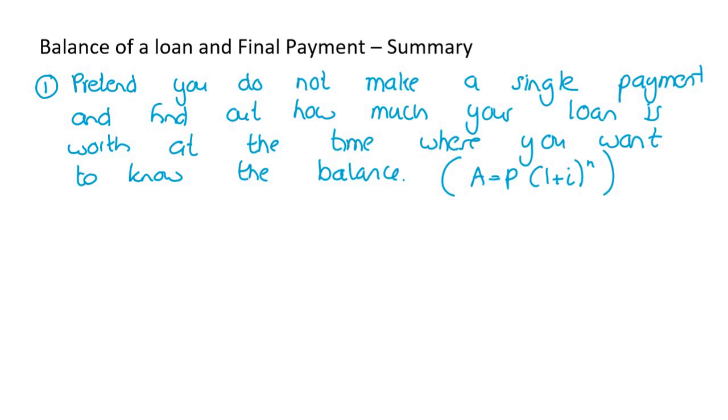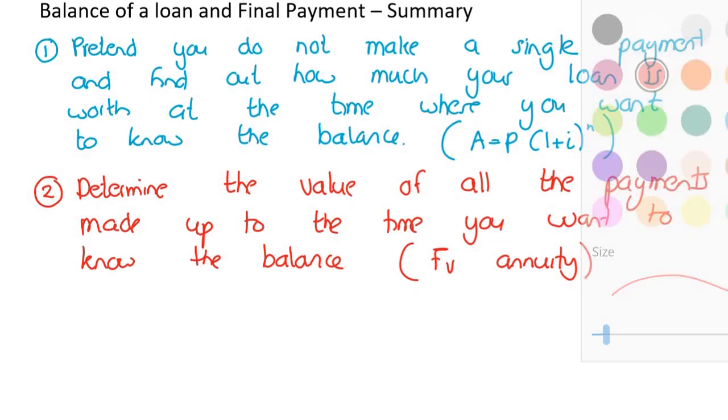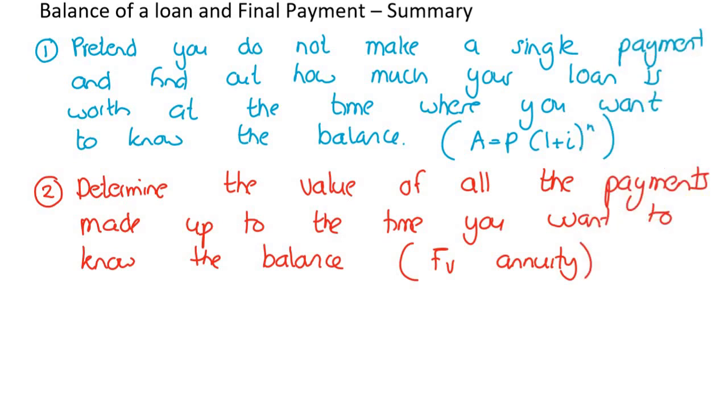Okay, but then you say to yourself, hang on, I did make payments. So basically we need to find out the worth of all the payments you made, which is a future value annuity. So I've just written that out, exactly what I've said. And now my third step is basically my balance is equal to 1 take away 2. So how much was your loan worth, take away how much your payments are worth. And that's pretty much balance of the loan. Remember, a memo might look very different to this because there are probably around 5-6 ways to do this.